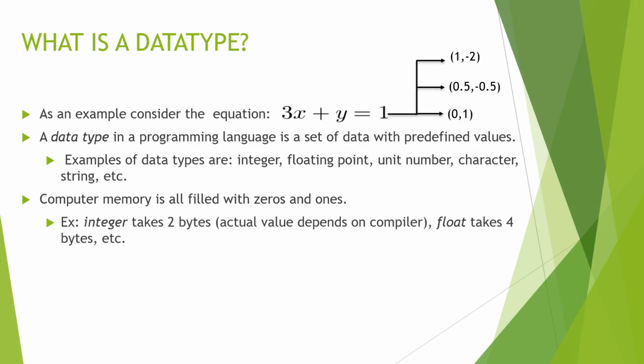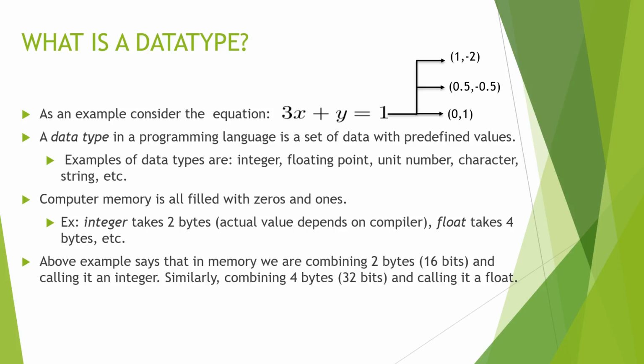For example, integer takes 2 bytes. The actual value depends on the compiler. That is, in a 16-bit compiler, integer takes 2 bytes and in a 32-bit compiler, integer takes 4 bytes. Float takes 4 bytes in a 16-bit compiler as well as in a 32-bit compiler. We know that 1 byte equals 8 bits. The above example says that in memory, we are combining 2 bytes, that is 16 bits, and calling it an integer. Similarly, combining 4 bytes, that is 32 bits, and calling it a float. So finally we can say that a data type reduces the coding effort.